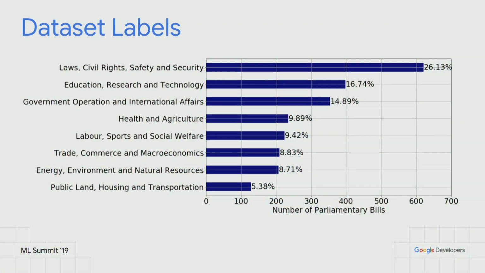So what did we do next? We took these bills and we labeled them. We made sure that we chose 8 different labels that represent all the facets of government. And also they're really socioeconomically driven. So for example, we have energy, environment, and natural resources.